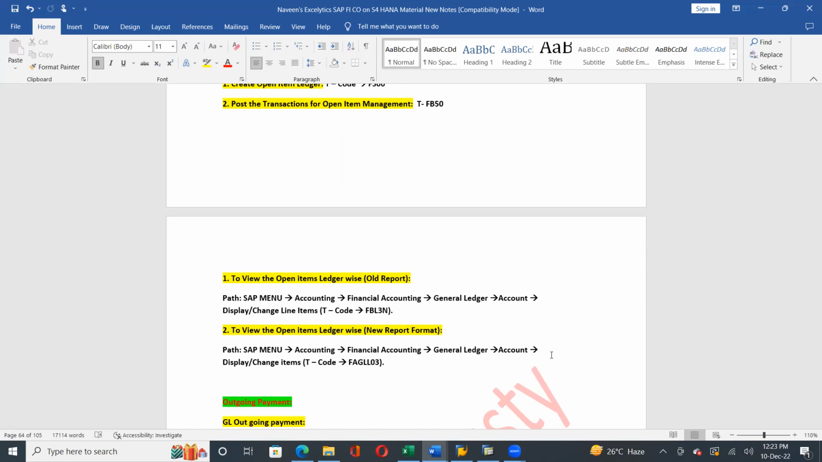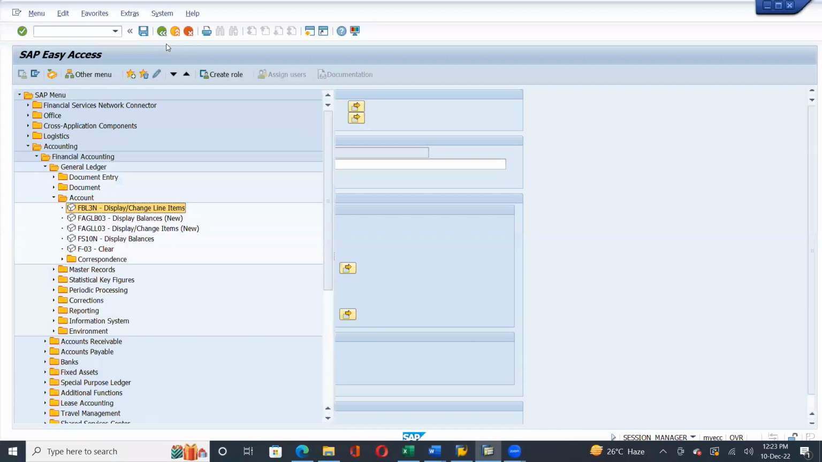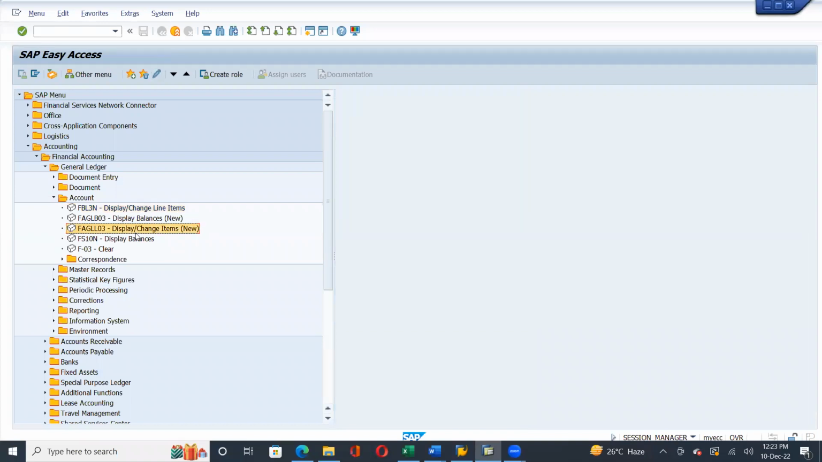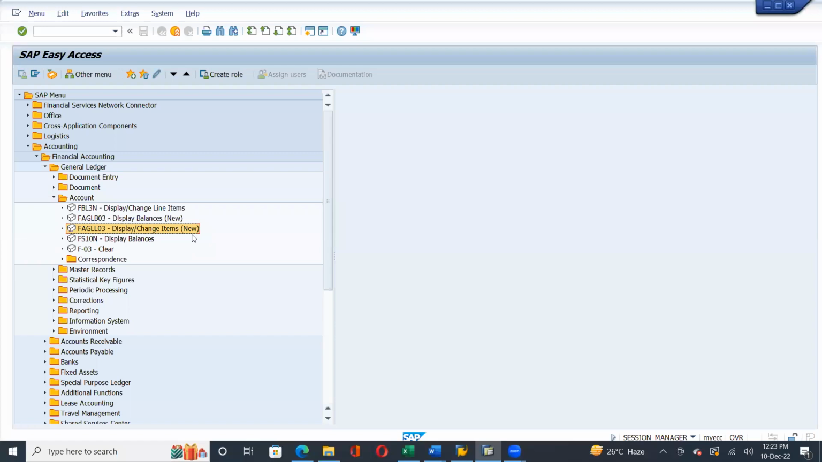From there, select display or change items, change line items. See here, change items within the bracket. You can write it as a new. Sorry, one minute. To view open items in new reporting class. Correct. Path same as above till account, and from there, select display or change items. Transaction code FAGLL03.